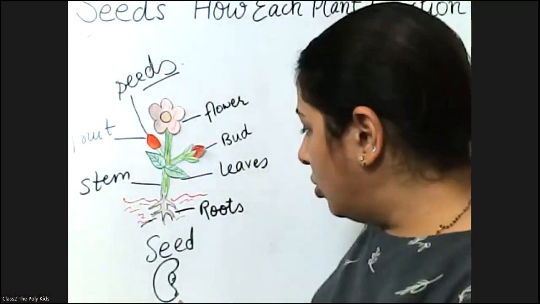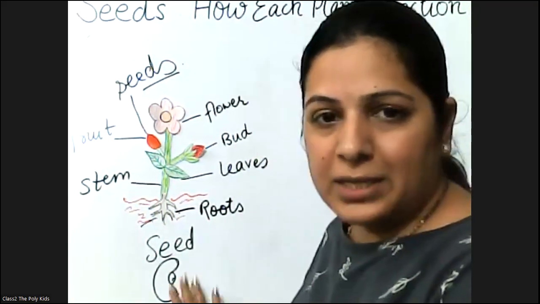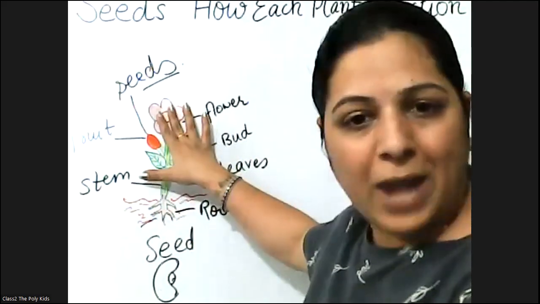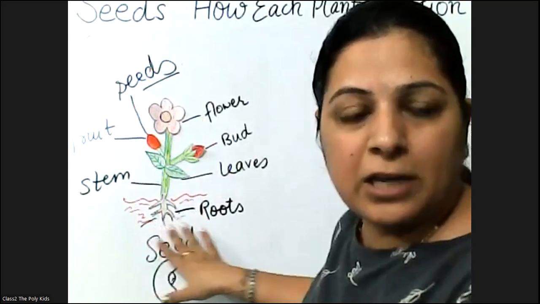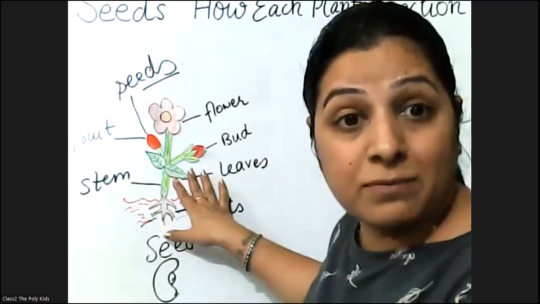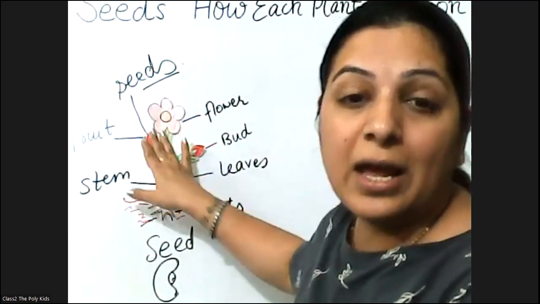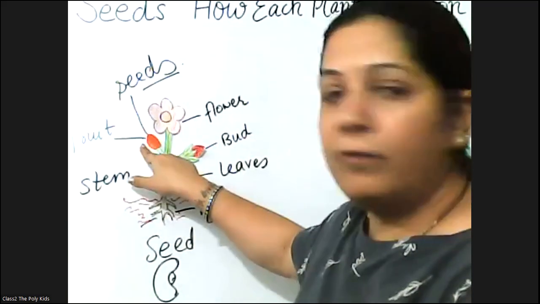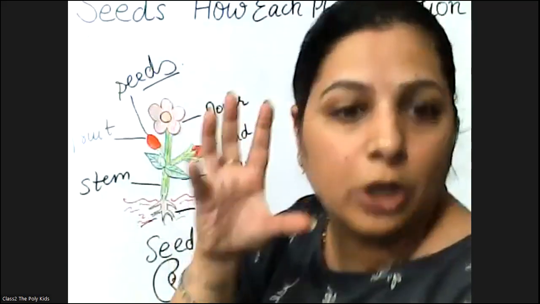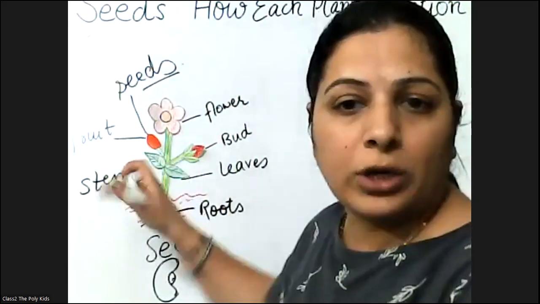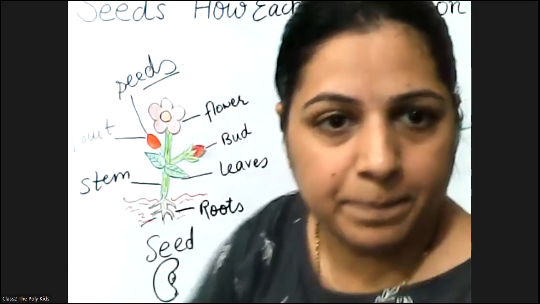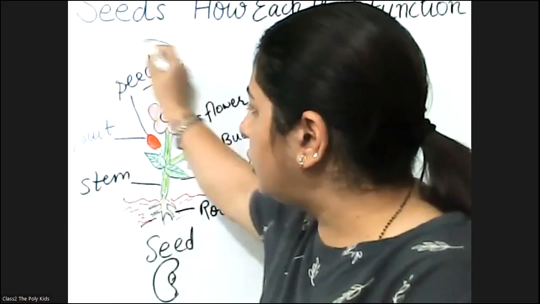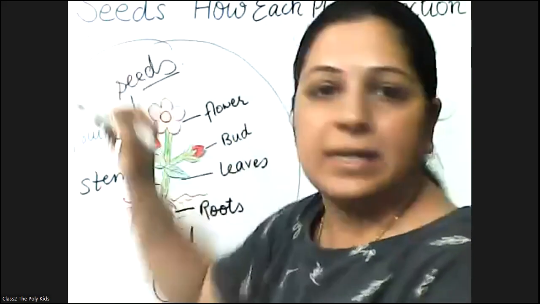Okay. Now what happens? Yahan se we started. We have sown the seed. It grows into a plant. We have seen roots growing. We have seen leaves growing. We have seen flower. Then we have seen fruit. Now what happens? This fruit will grow and it will only give us seeds. Okay. We will get seeds from the fruit. Now this is a complete cycle.